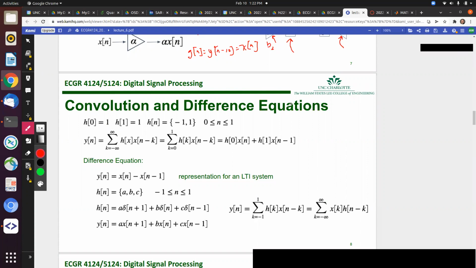Well, the relationship is that you can get to one place from the other and vice versa. You can go from an impulse response, h of n, to a difference equation. And you can go from a difference equation to an impulse response. In fact, how do you go from a difference equation to an impulse response? Does anyone remember? The solution. Oh, I know. Go ahead, Eric.